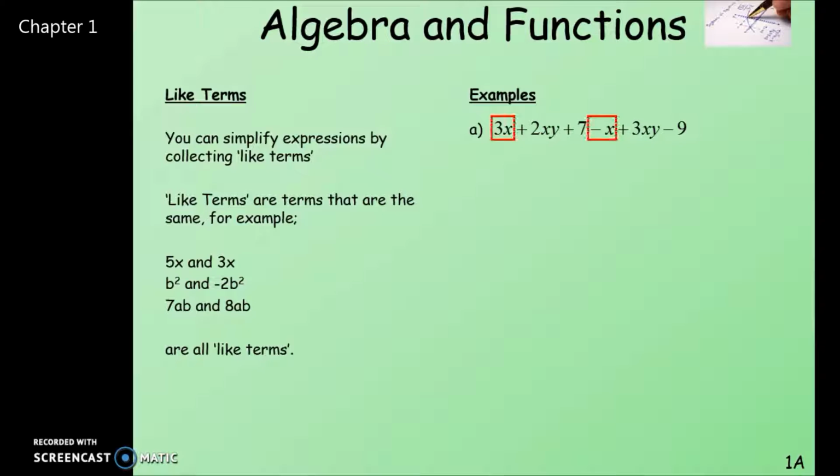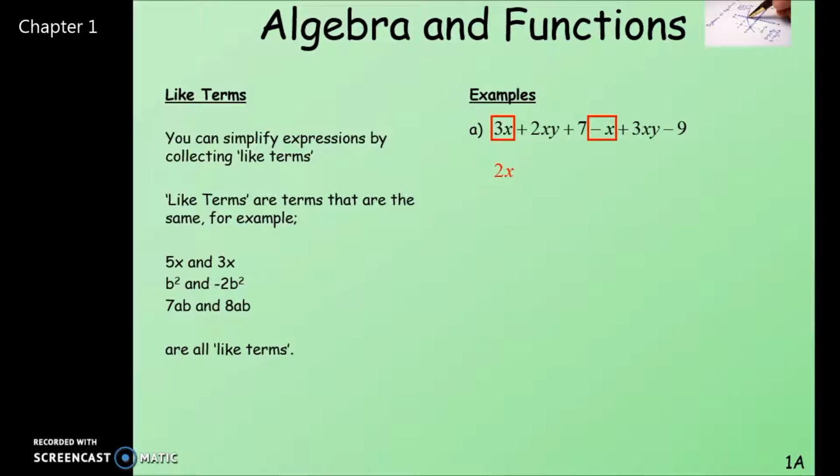So to start with, you're going to do it bit by bit. Look at the x terms first. We've got a 3x, and in the middle of the expression here, we've got a minus x. So what is that total? 3x take away 1x. You've got to remember that when you don't have a number in front of your letter, the coefficient here, the number in front, is 1. So bear that in mind. So 3x minus 1x is going to give me 2x.